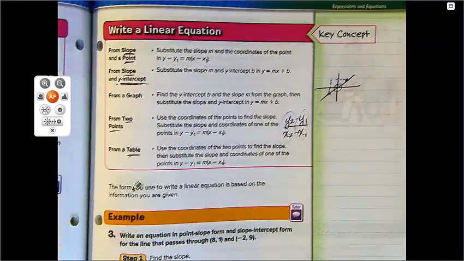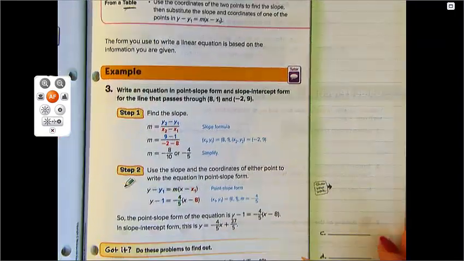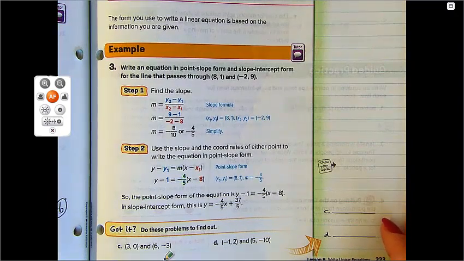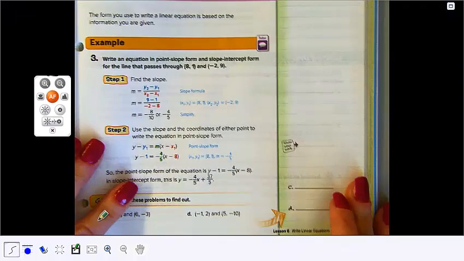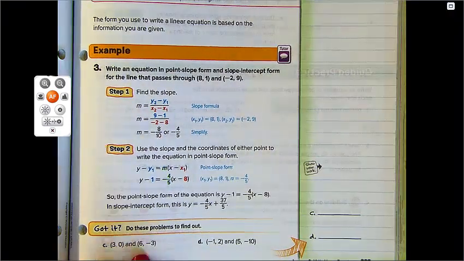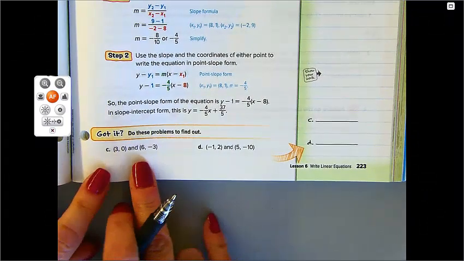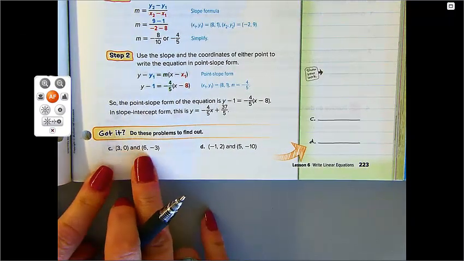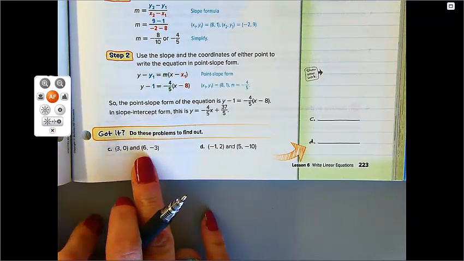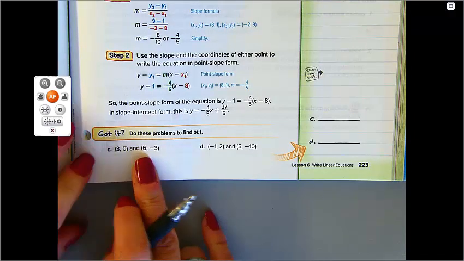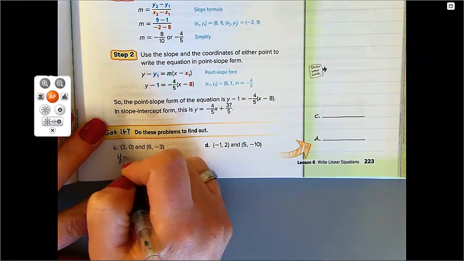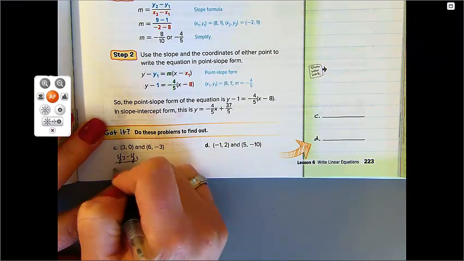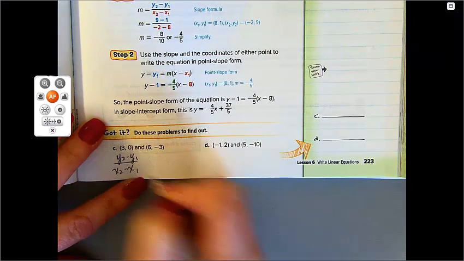So now let's do one where we have to find the equation, and all that they give us is 2 points. So I have 2 points here. We're going to go ahead and do letter C. Okay? And letter C, I have 2 points here, so I have to solve for my slope by doing y2 minus y1 over x2 minus x1. That's where I'm going to start.